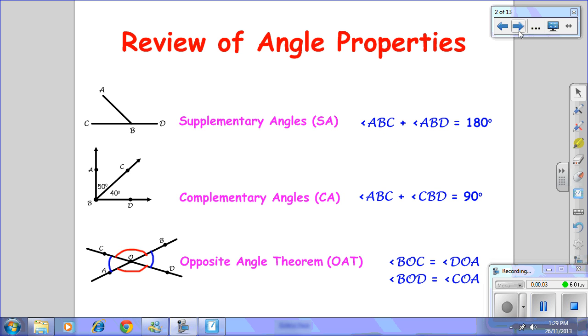Parallel line theorems. Remember the angle properties we've already established. The sum of angles on a straight line adds to 180 degrees. The sum of angles in a right angle add to 90 degrees. And opposite angles are equal.